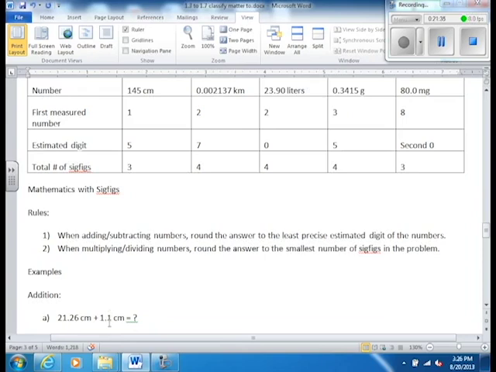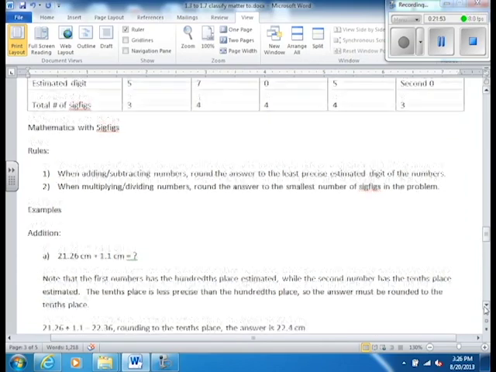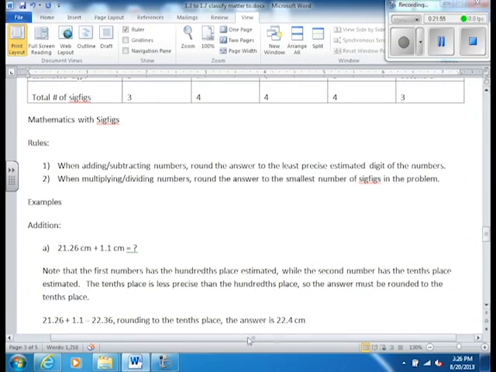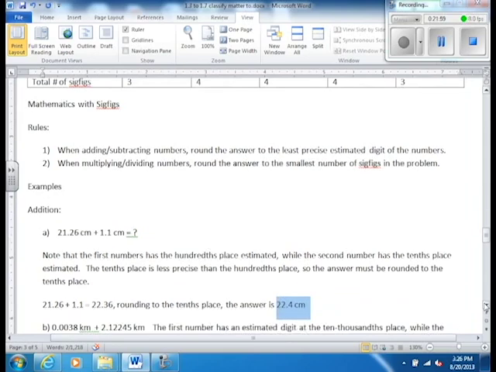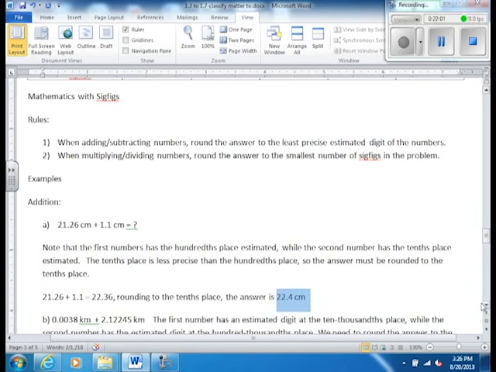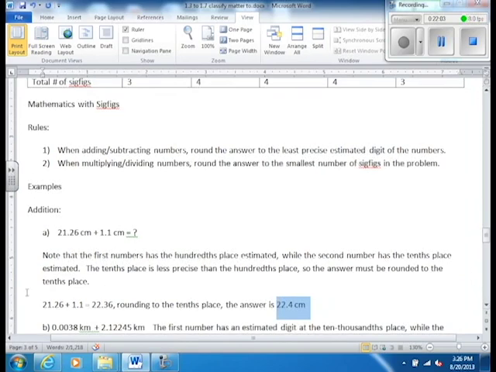Now, which is less precise, tenths or hundredths? I'm hoping you know that tenths are less precise than hundredths. If you measure something all the way to the hundredths place, there's more precision than measuring just to the tenths place. So you add these numbers and then you round to the tenths place. And here's your answer. There you go. 22.4 centimeters right there.